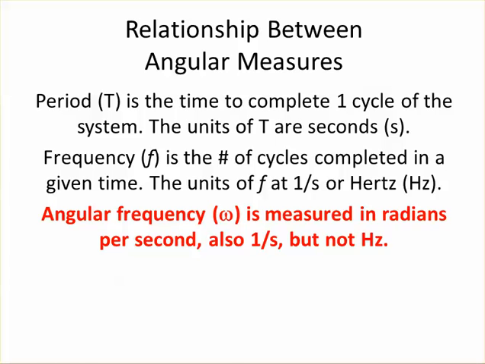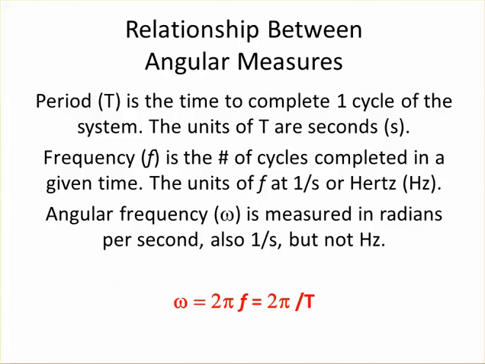Angular frequency is measured in radians per second. This is also inverse seconds, but not hertz. These can be expressed in terms of one another with the equation below. The angular speed is equal to 2 pi times the frequency, which is equal to 2 pi divided by the period.